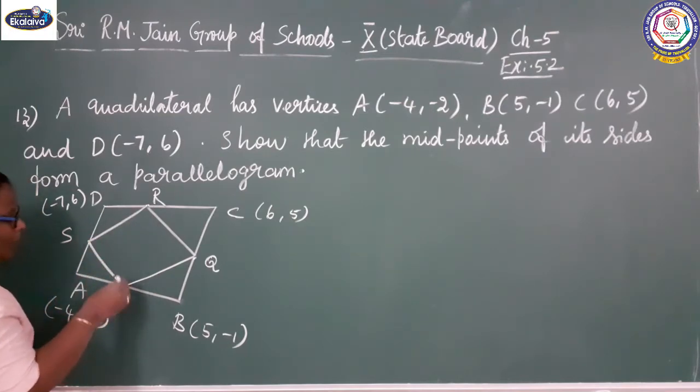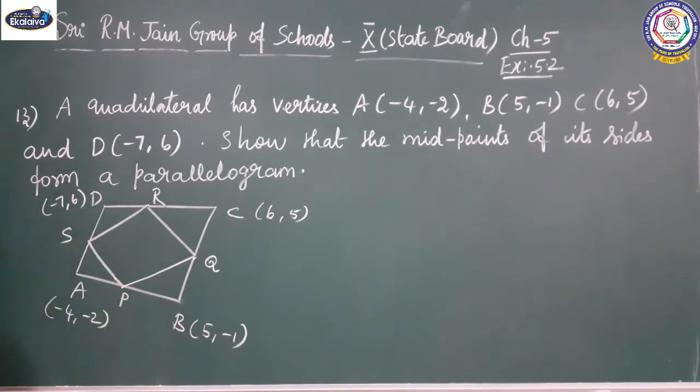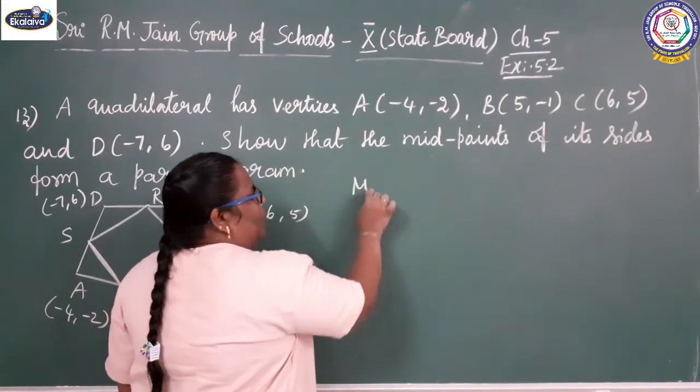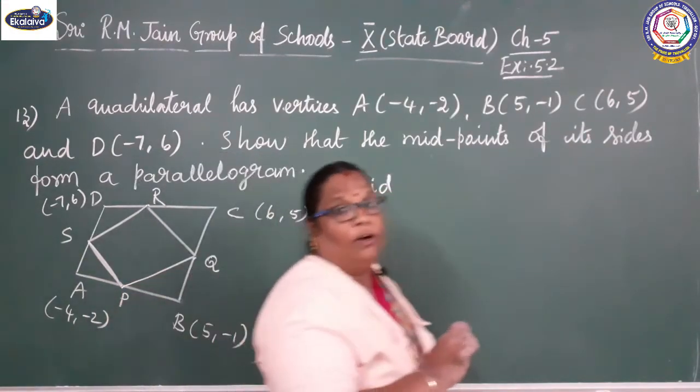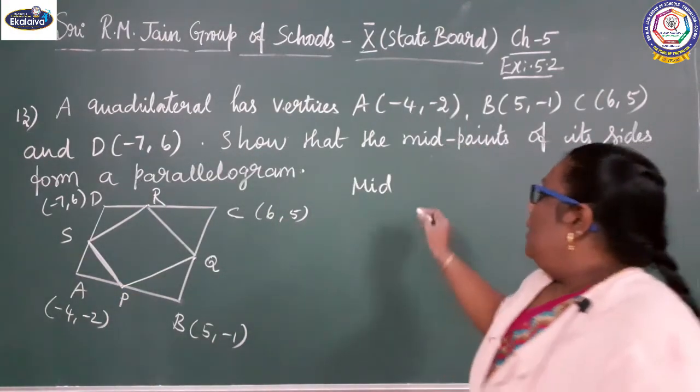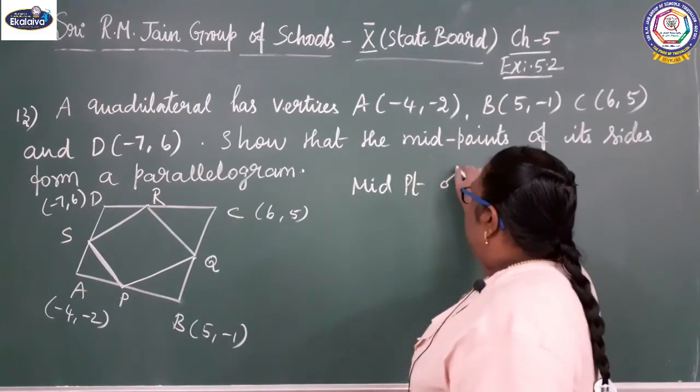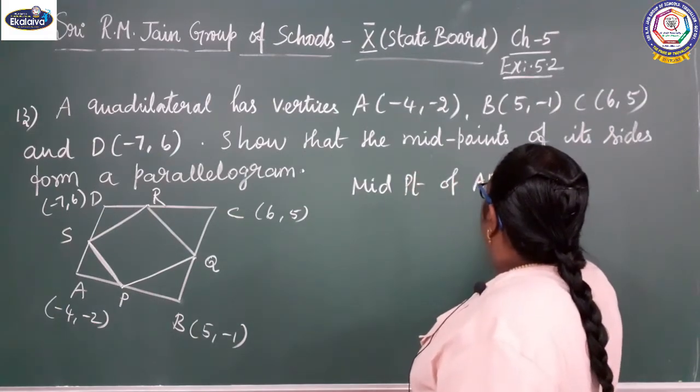You have to prove it forms a parallelogram. Show that the midpoints of its sides form a parallelogram. Okay, first you should find out the midpoint of these values. What is the midpoint of AB? Midpoint of AB is P.